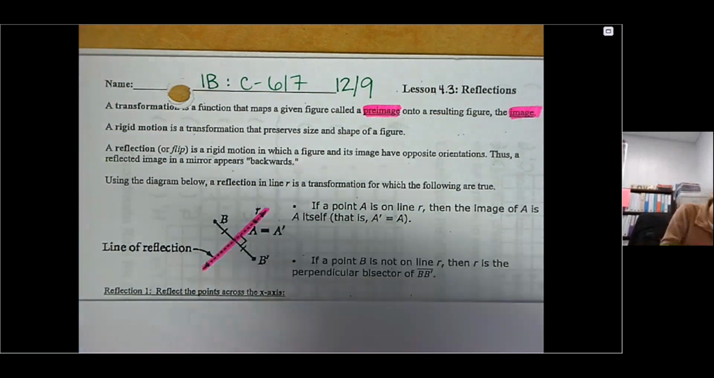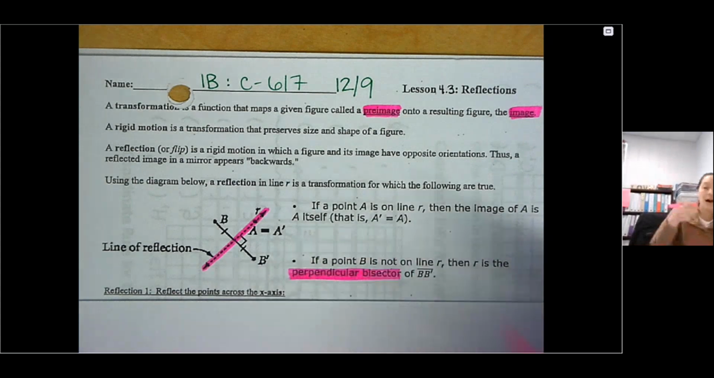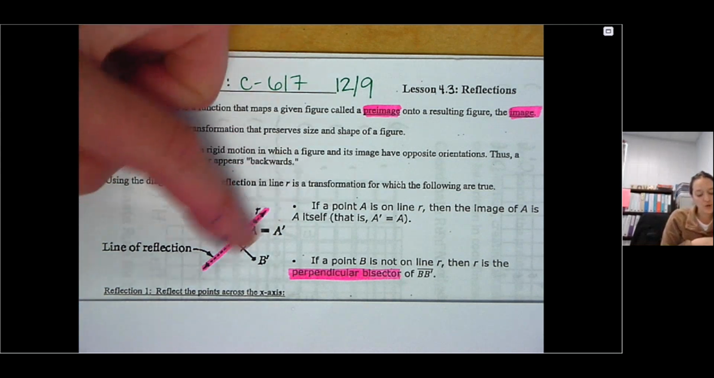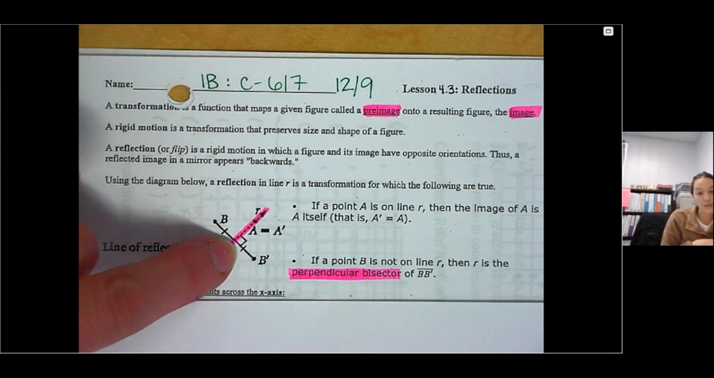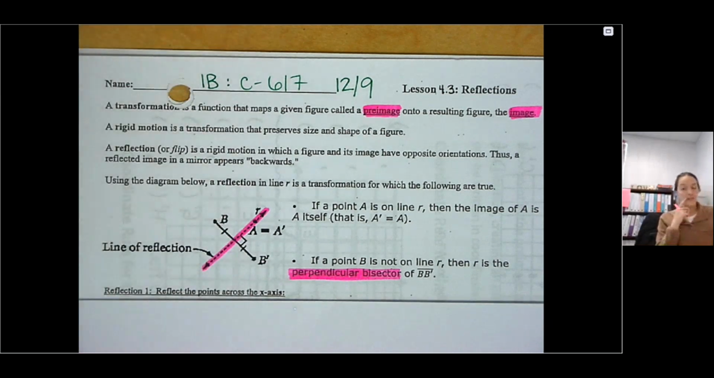If you have a point that is not on that line, then the line of reflection creates a perpendicular bisector. Perpendicular meaning, of course, it has an opposite reciprocal slope. Bisector means that it's cutting the segment in half. So this line would go right through the very middle, the midpoint of this segment. That's something important to keep in our brains as we're moving through.